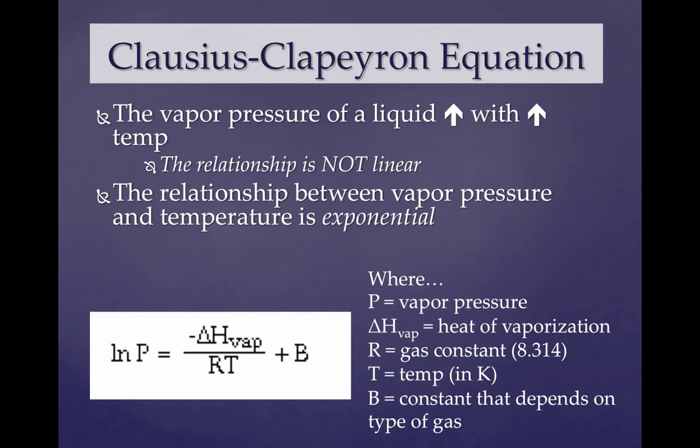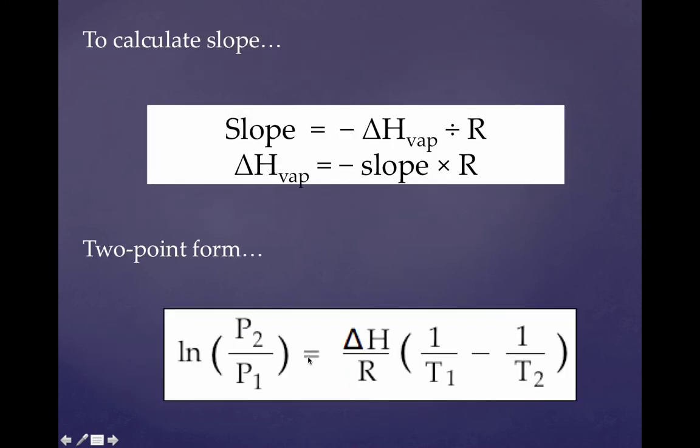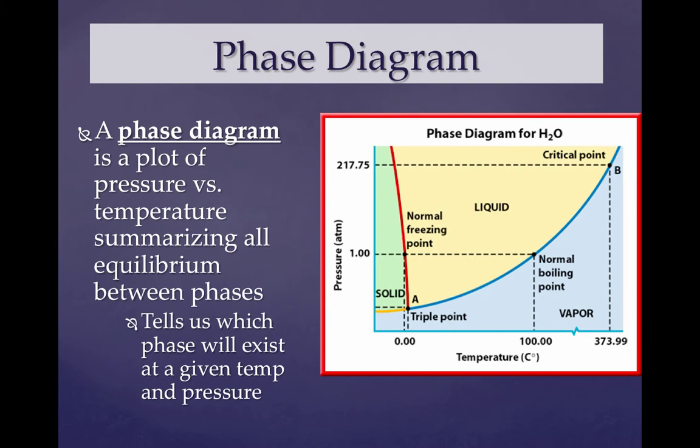The Clausius-Clapeyron equation is the idea that the vapor pressure of a liquid increases with increasing temperature. This relationship is not linear. The relationship is exponential. Most likely you will not need to use this equation, but I think it's good for you to have it. Notice it has a constant B that depends on the type of gas. You can use it to calculate slope and to find 2 points, kind of like x1 minus y1, and so forth.